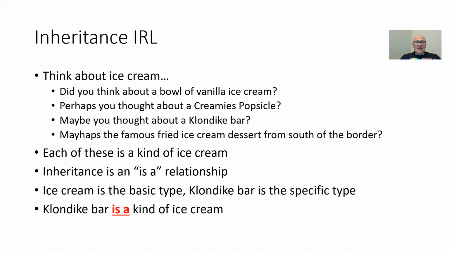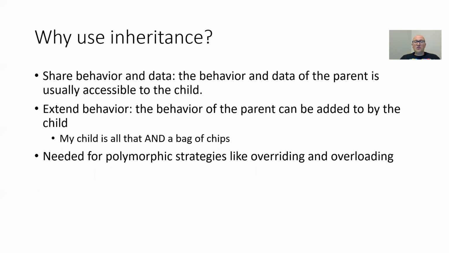Now think about ice cream, right? Ooh, lunchtime and ice cream. Think about a bowl of vanilla ice cream, or a creamy popsicle, or a Klondike bar, or fried ice cream, right? All of those are ice cream, even though they have some properties, some data, or some behavior that are different that make them unique. All of them share certain properties, okay? And that's what inheritance does. You could say that all of these are ice cream, or a Klondike bar is ice cream.